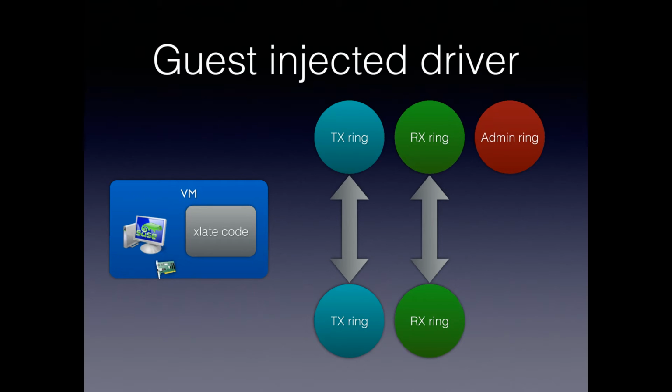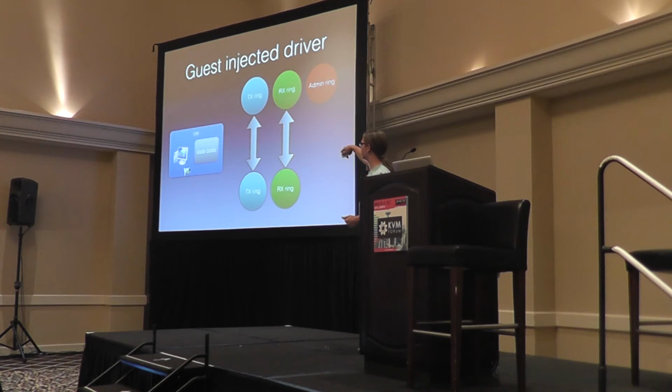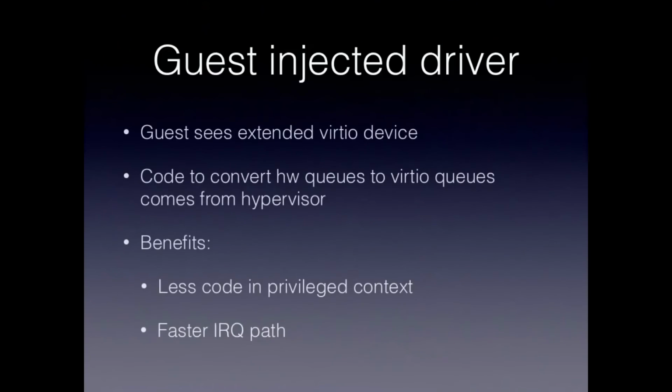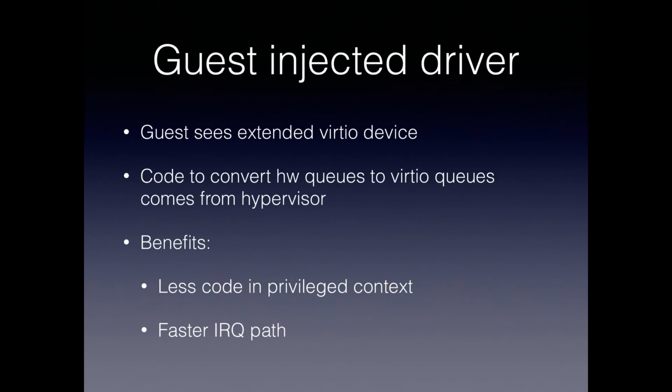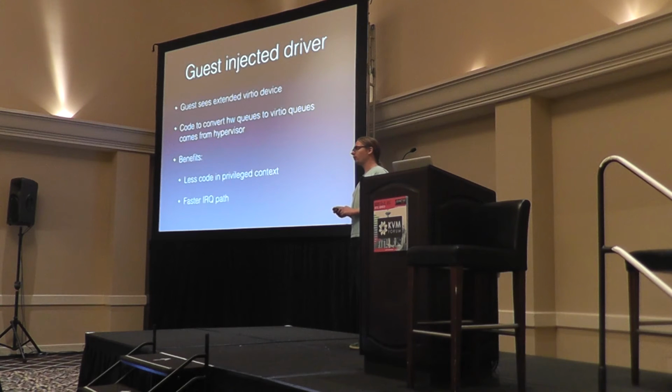That would mean that you basically have a direct conversion path from the rings into what the guest would want to see as the ring. The guest would not be modified for new devices, and you could even do live migration because you would just have to swap out that translation code. But yes, it's fragile, I agree, and it's a lot of work. However, the really cool benefit of it is the fast IRQ path.